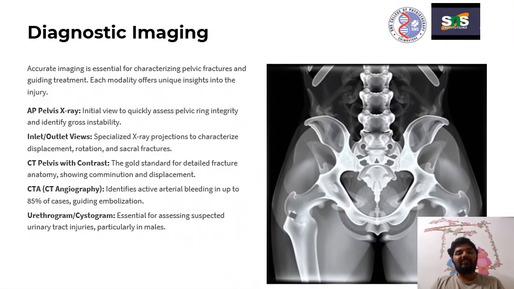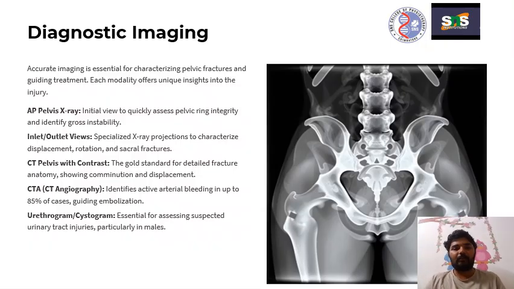Then diagnostic imaging. Accurate imaging is essential for characterizing the pelvic fractures and guiding treatment, and each modality offers a unique insight into the injuries. In these X-ray features, the center of the column is the vertebral column. At the top is the lumbar vertebra, then lower is the sacrum. The end of the vertebral column is the coccygeus bone. Either bone is attached to the hip bone. That is the acetabulum, which forms the articulation of the joints.